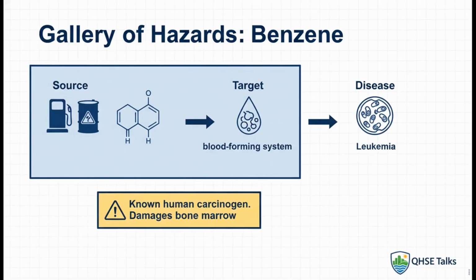Next up is benzene. It's a solvent that actually smells kind of sweet, but it is sinister. You find it in fuels, paints, all sorts of manufacturing, and it is a confirmed human carcinogen, no doubt about it. Now, where asbestos goes for the lungs, benzene's primary target is the bone marrow, which is basically the body's factory for making blood cells. Chronic exposure just wrecks that factory, and that can lead directly to leukemia, a cancer of the blood.